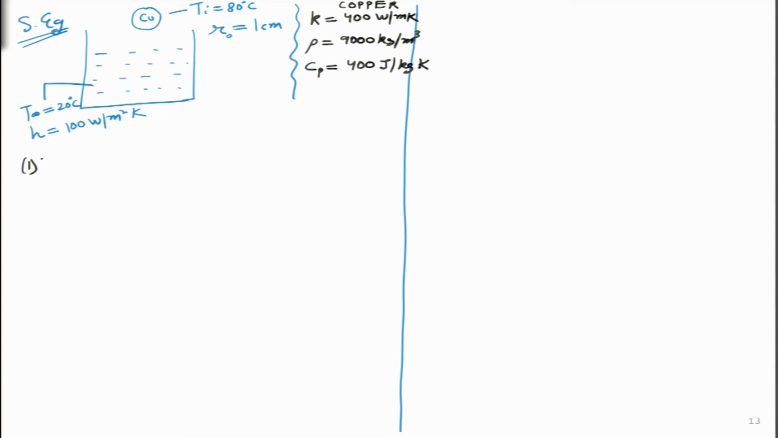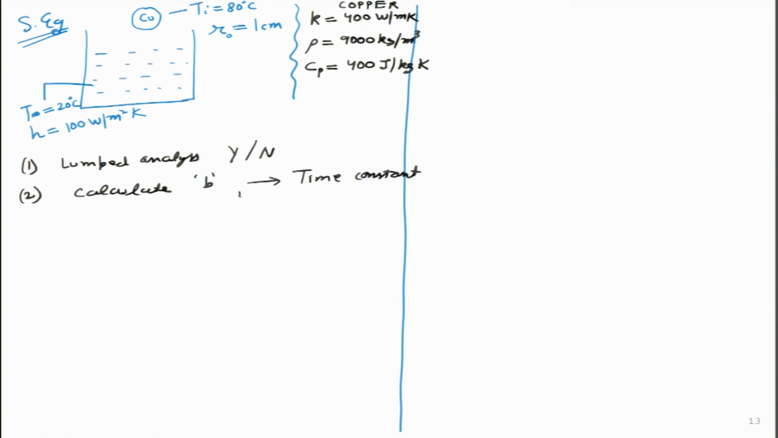First of all, find out mathematically whether we can apply lumped system analysis, and we will write whether it can be applied, yes or no. Second, we will calculate the value of B. If you remember, B was the time constant, and the units for B were 1 by second.